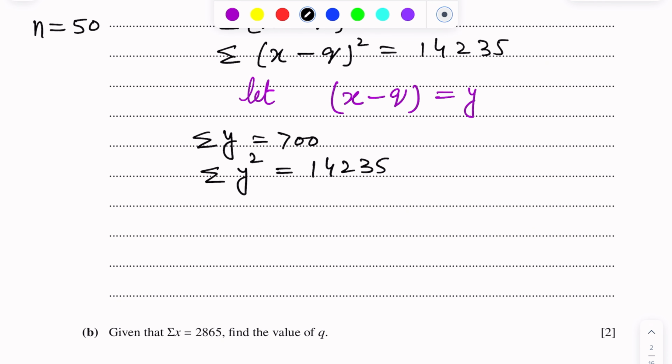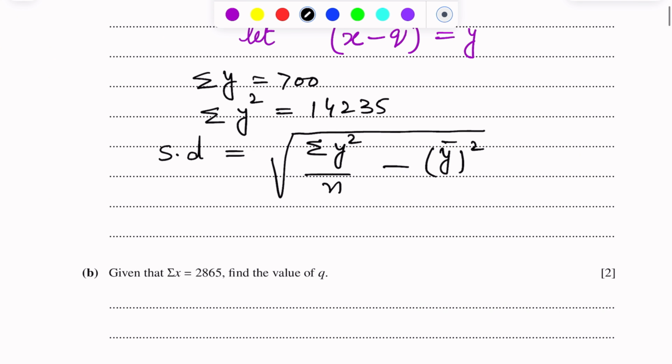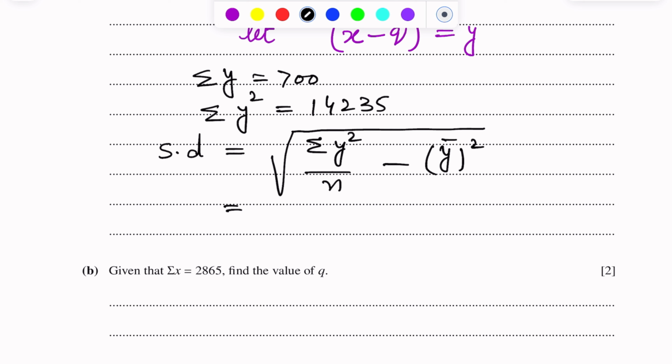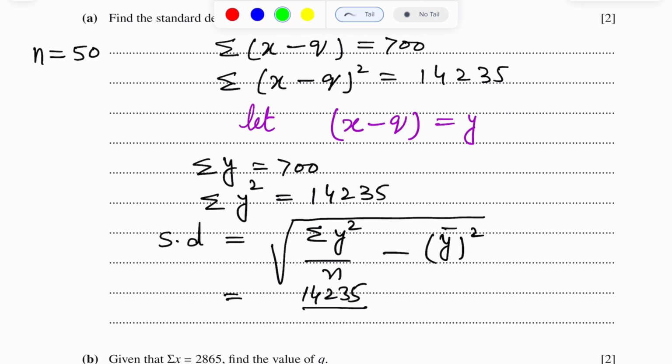Now we will use the formula of standard deviation. The formula for standard deviation is the square root of summation y square over n minus the square of the mean of y. Putting the values, we get summation y square, which is 14235, over n. n is 50.